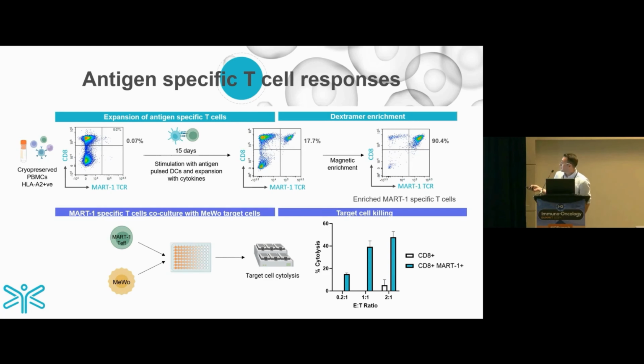We can use these in a target cell cytolysis. We can incubate them with MART1 endogenously expressing target cells such as MeWOs. And we can use them in our intelligence-based assay, where we use impedance to measure real-time cytolysis over time. And here we can see as you increase the number of antigen-specific T cells in the system, you start to get increased cytolysis. So this is just where we're at just now, just to give you a flavour of what we're doing with antigen-specific systems.